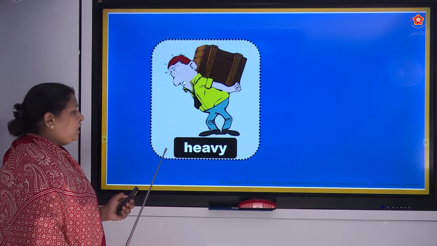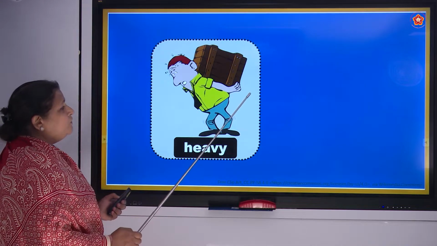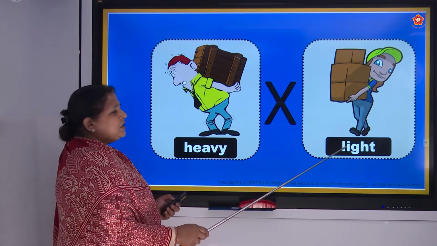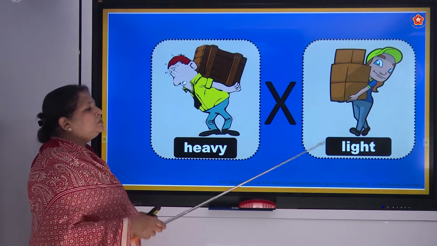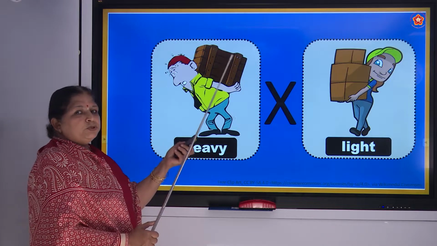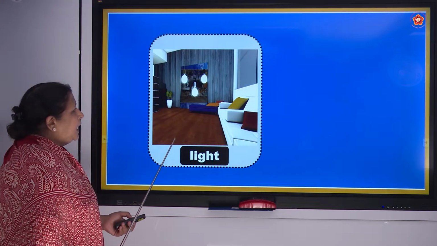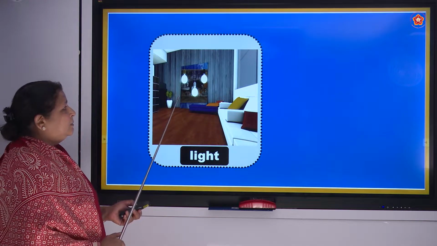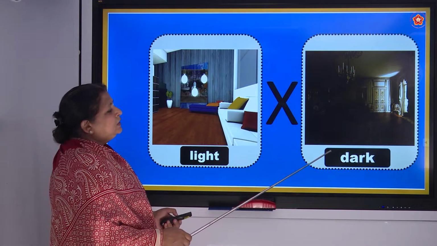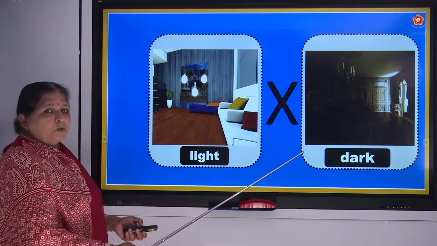Then we have heavy, H-E-A-V-Y. Heavy versus? Yes, light, L-I-G-H-T. Now, light here means light in weight, not the light which we switch on and switch off. Now, this is the bulb, and this is dark. So, light and dark, we can also say bright and dark.